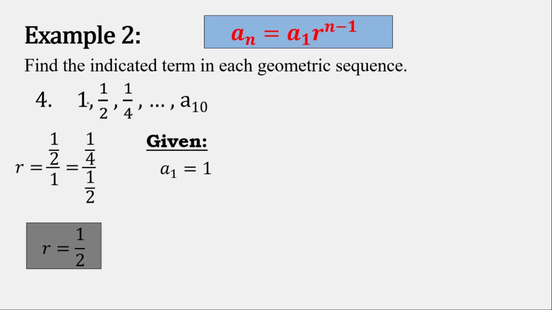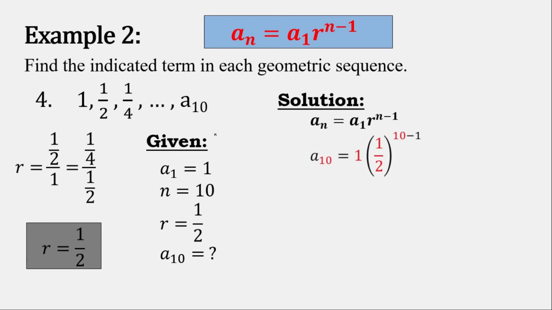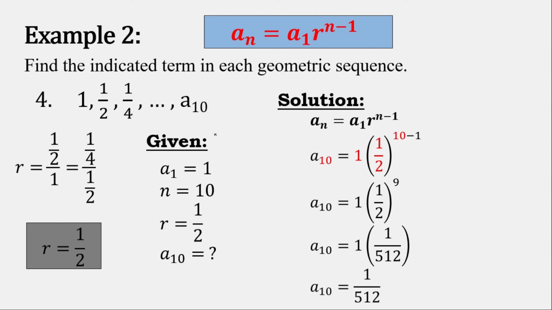Now we have the following given: a sub 1 is 1, n is 10, and r is 1 half. Then we need to find a sub 10. The solution for this is just to substitute all the values, and we just distribute 9 to 1 and 2, and simplify that, and we have 1 over 512 as our answer, as our a sub 10.